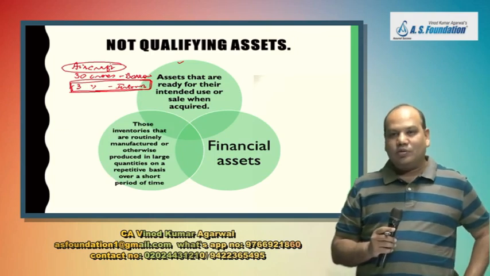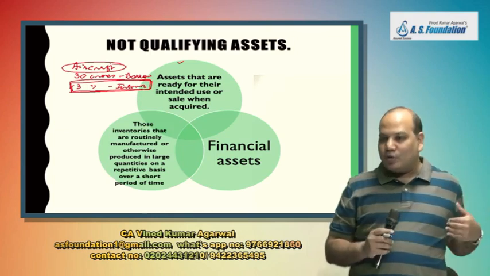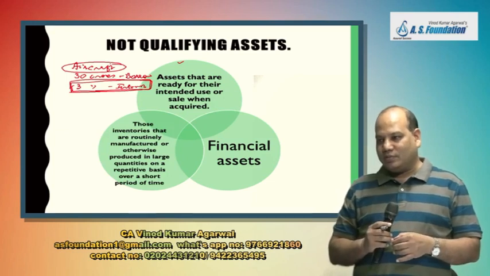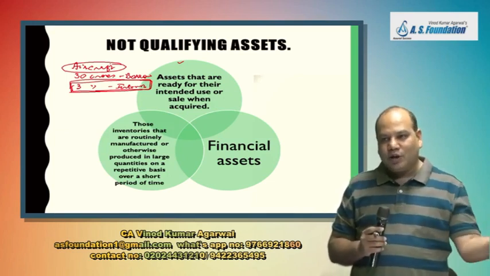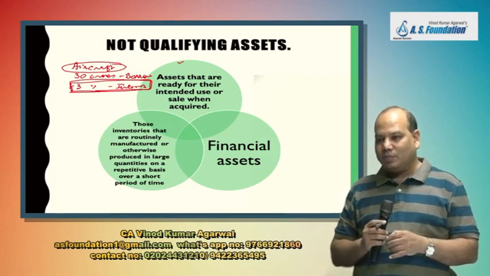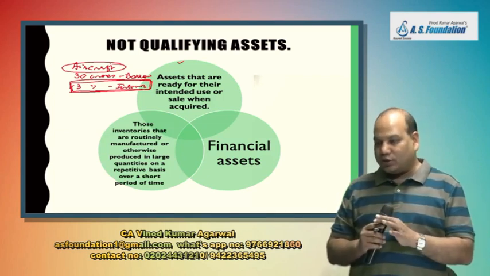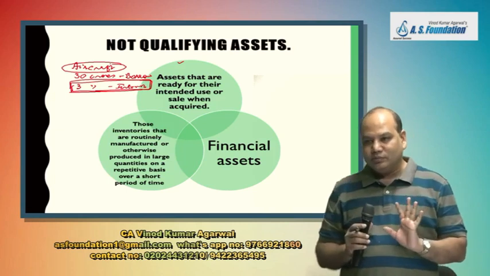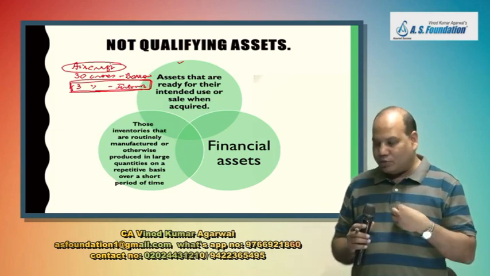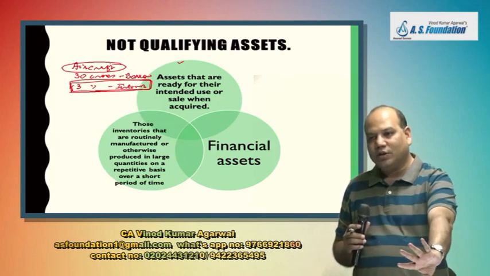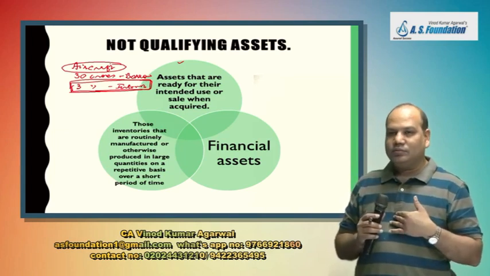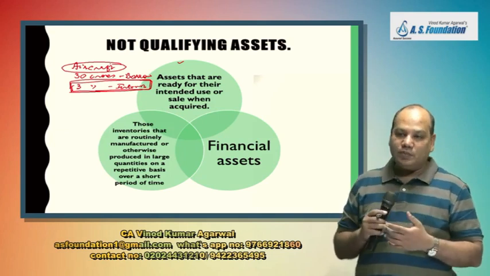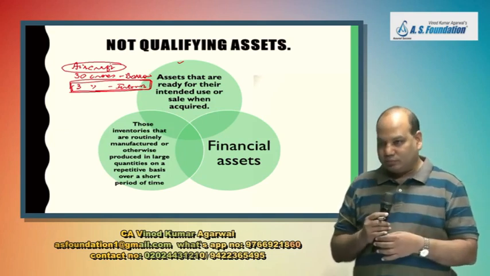But when you construct something, you borrow money to construct that asset. Had you purchased it in a ready to use condition, the seller would have included his financing cost in the price determination. So that is the logic of this entire chapter: when you buy something in ready to use condition, the seller has already considered his financing cost. But when you are constructing and you have borrowed money for that purpose, you have to add it.